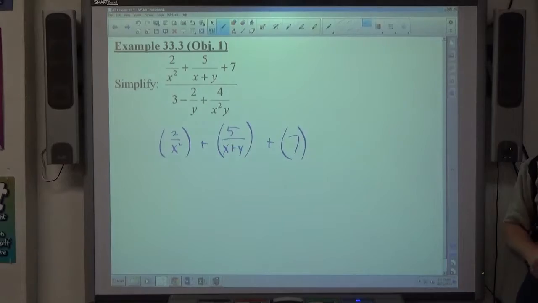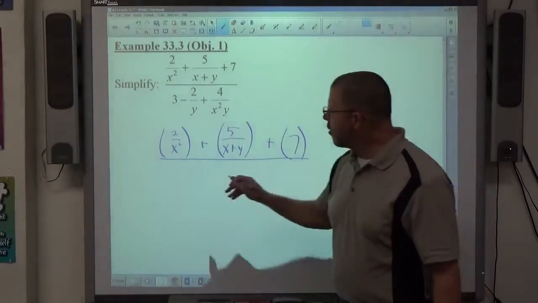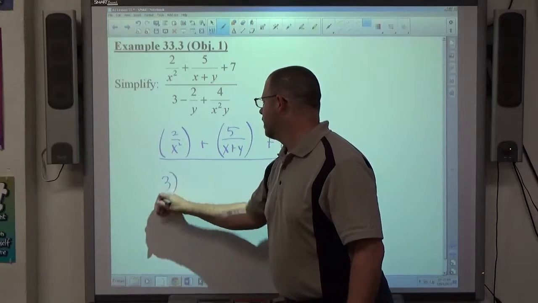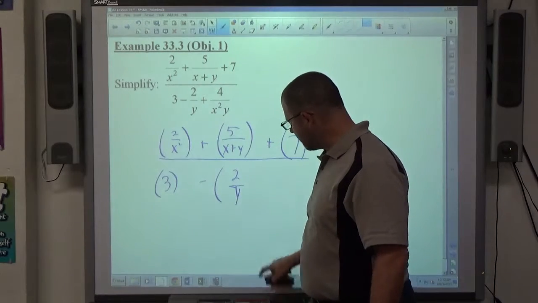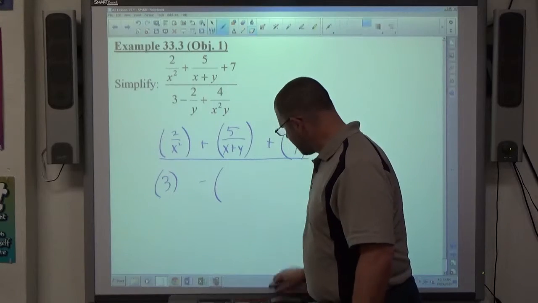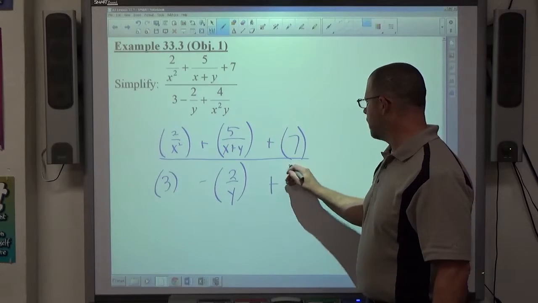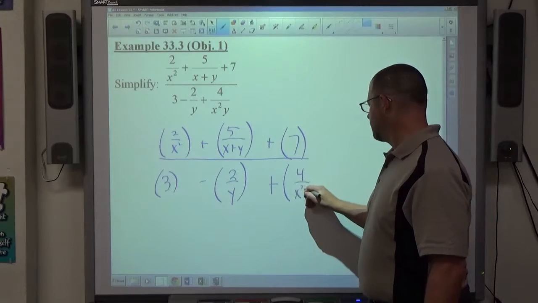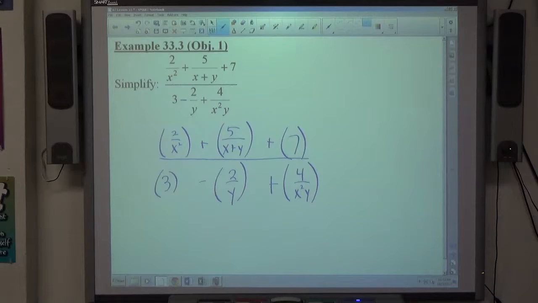I'm going to put everything in parentheses, so even the 7 is not a fraction, but I'm going to put it in parentheses anyway. On the bottom, we've got a 3. We've got a minus 2 over y. Wow, that's bad writing. Try again. And then plus 4 over x squared y. So again, the first step is what it is every time. Write everything out, parentheses around every single object in the problem.